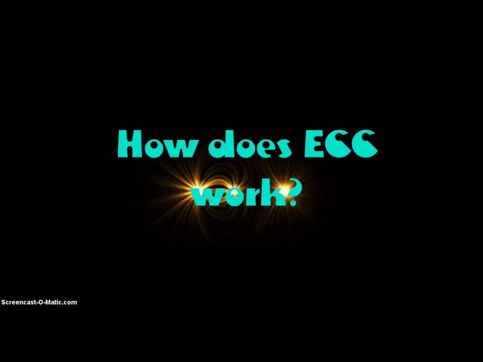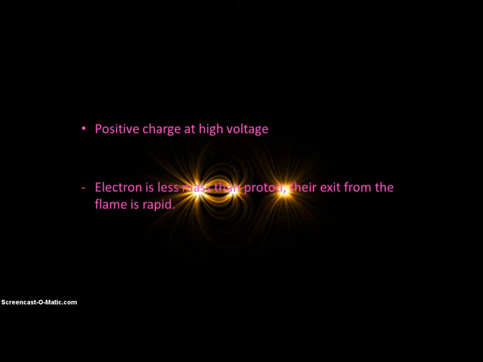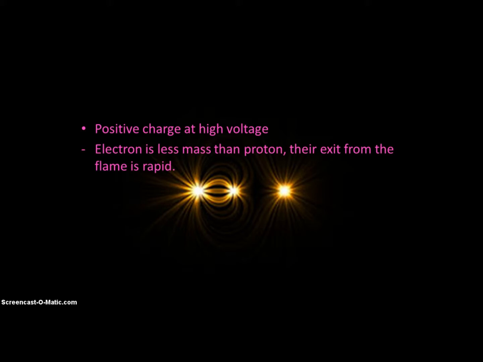One must think, how does the ECC work? Well, the ECC technology at first will introduce a positive charge at a high voltage into the flame in order to remove the electrons. As we all know, during combustion, electrons are produced. And as the electron has less mass than the proton itself, its exit from the flame is rapid, and the abundant positive charge left in the particles begins to disperse as they repel each other.